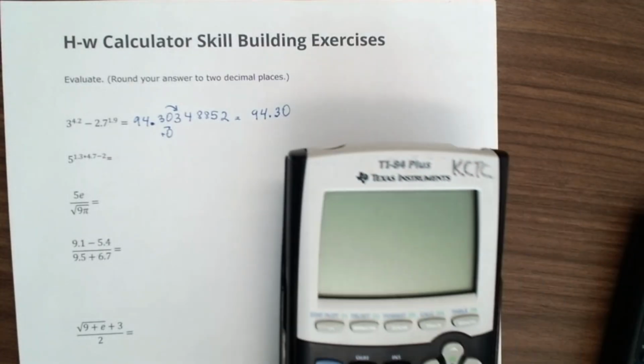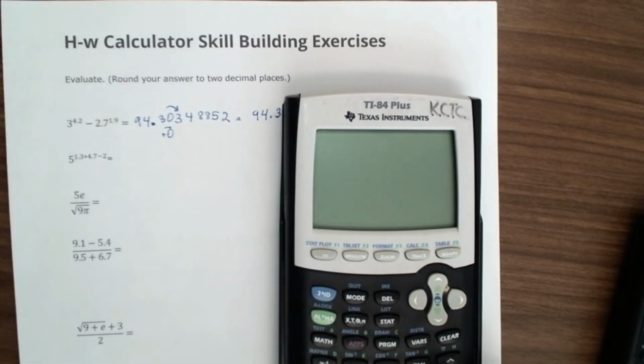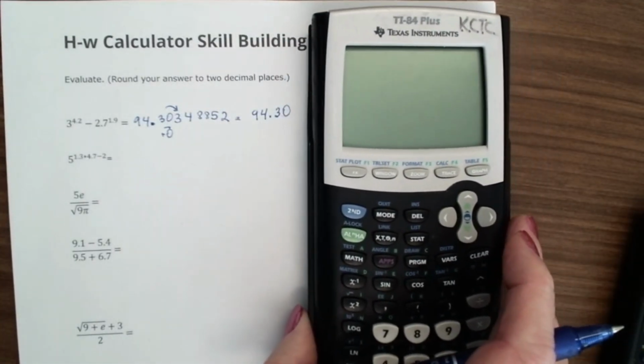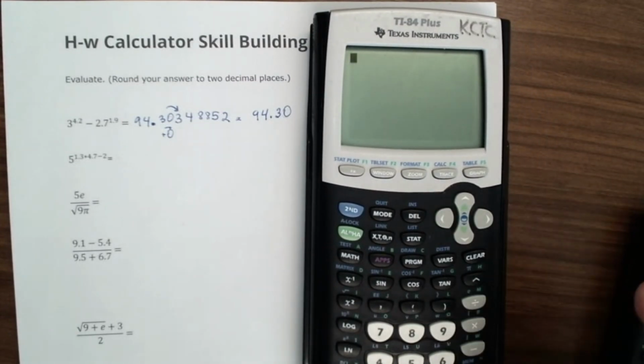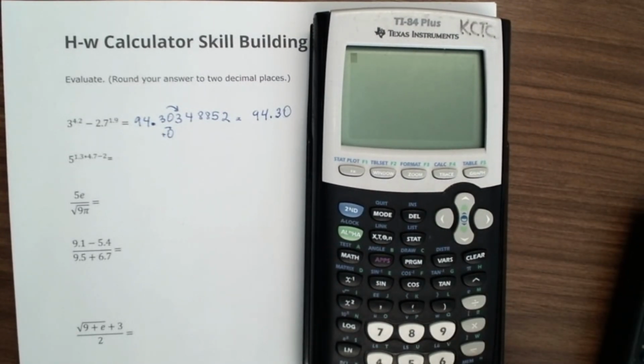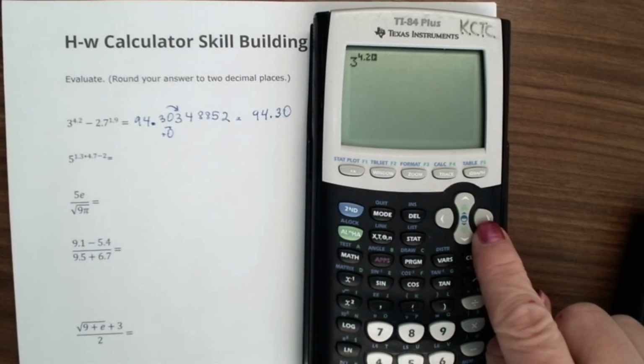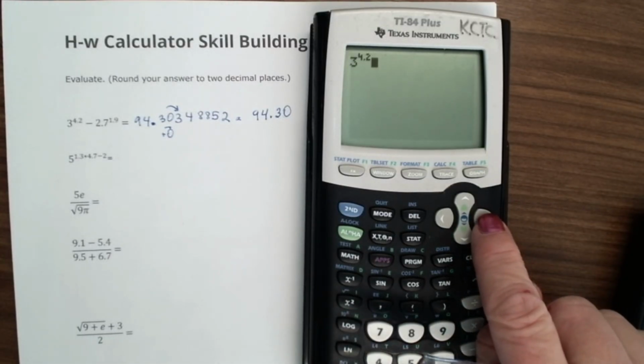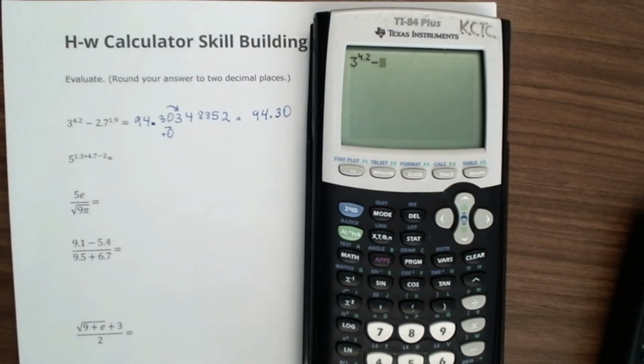Let's solve the same problem, but using the TI-84 calculator. Again, we will type 3 to the power 4.2. Be careful here. Now you have to press the button to the right, minus 2.7, and again to the power 1.9. And again, enter, and you see that you will get exactly the same answer.